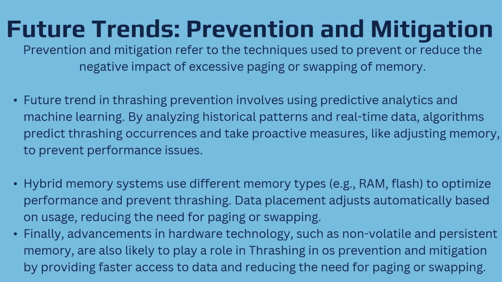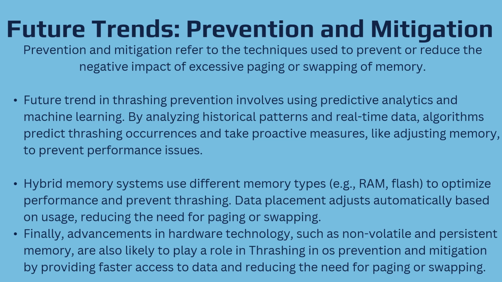Here are a few future trends: prevention and mitigation. Prevention and mitigation refer to the techniques used to prevent or reduce the negative impact of excessive paging or swapping of memory. A future trend in thrashing prevention involves using predictive analytics and machine learning.